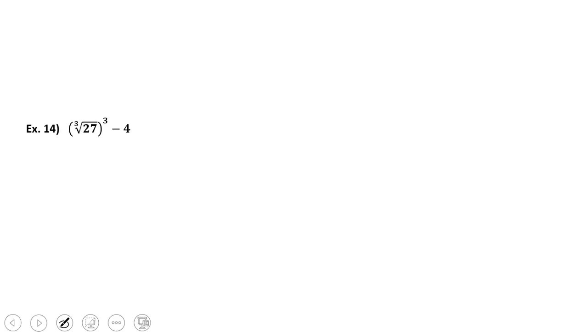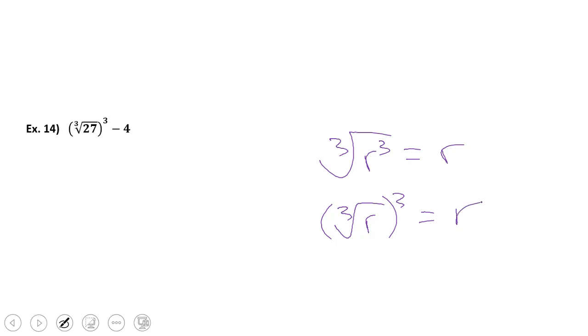All right? So one thing you should think about. If I take the cube root of any number cubed, well, that's the number. And if I cube any number after I've taken its cube root, well, that's also going to be the number, right? Those are the inverse of each other.